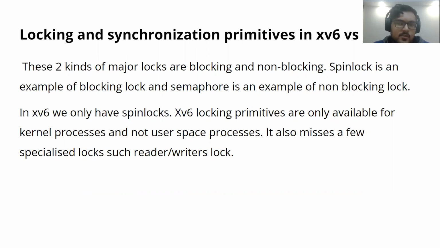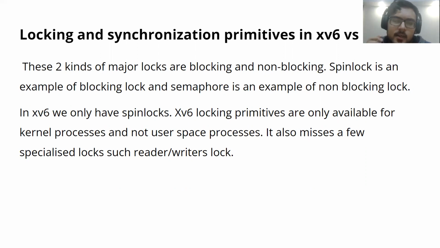And in xv6, we don't have any threads, so we don't talk about synchronization and locking in threads. But xv6 does support multi-core architectures, so there might be a process on core 1 and a process on core 2 trying to access the same thing. So we do have to think about locking and synchronization. In xv6, we just have a spin lock, and the spin lock is blocking.